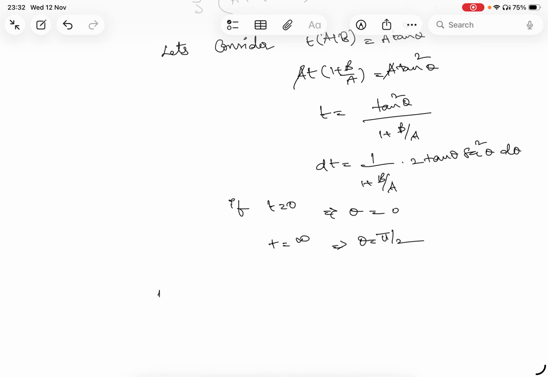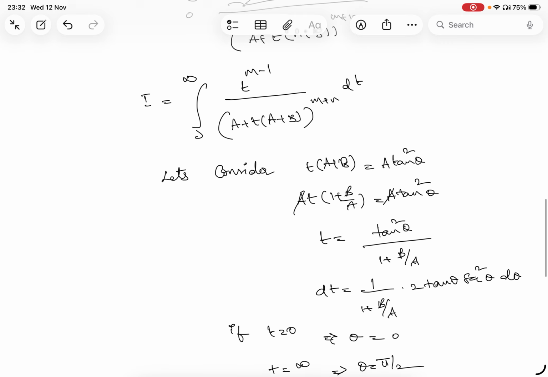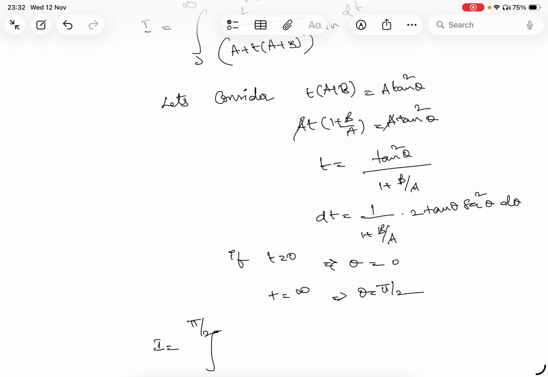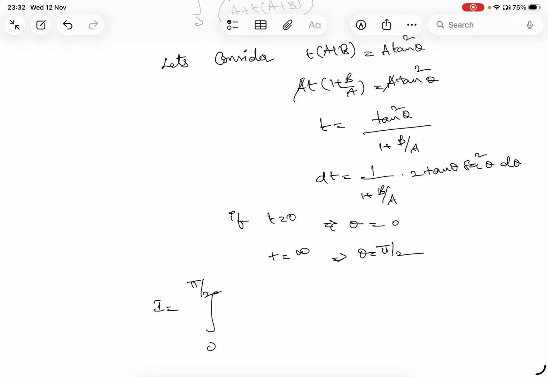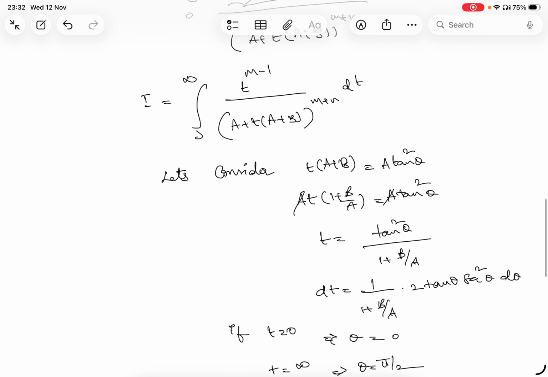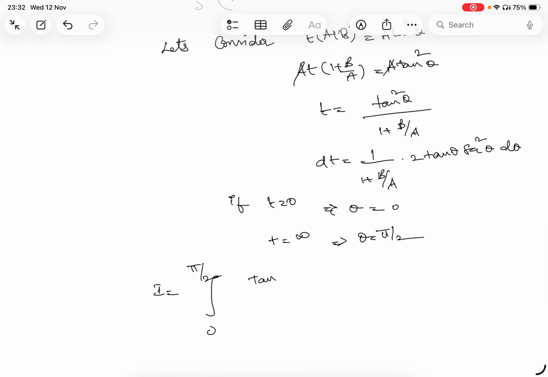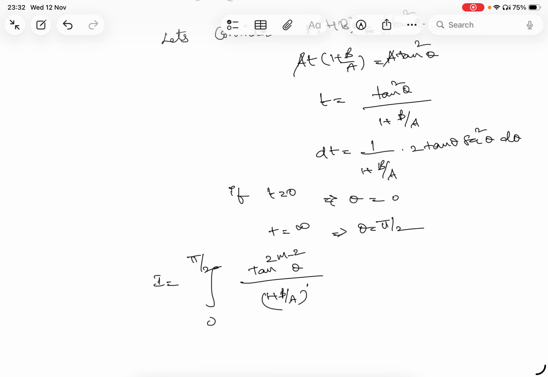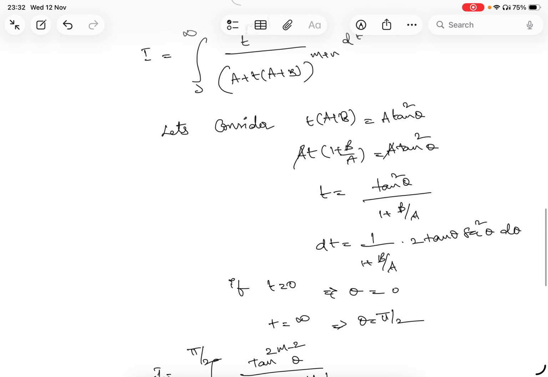Now the integration limit changes as integral 0 to pi by 2 t power m minus 1. Here t is tan square theta by 1 plus b by a, right? Then this is tan square into m minus 1, which is 2m minus 2. Tan power 2m minus 2 theta by 1 plus b by a whole power m minus 1. Fine.